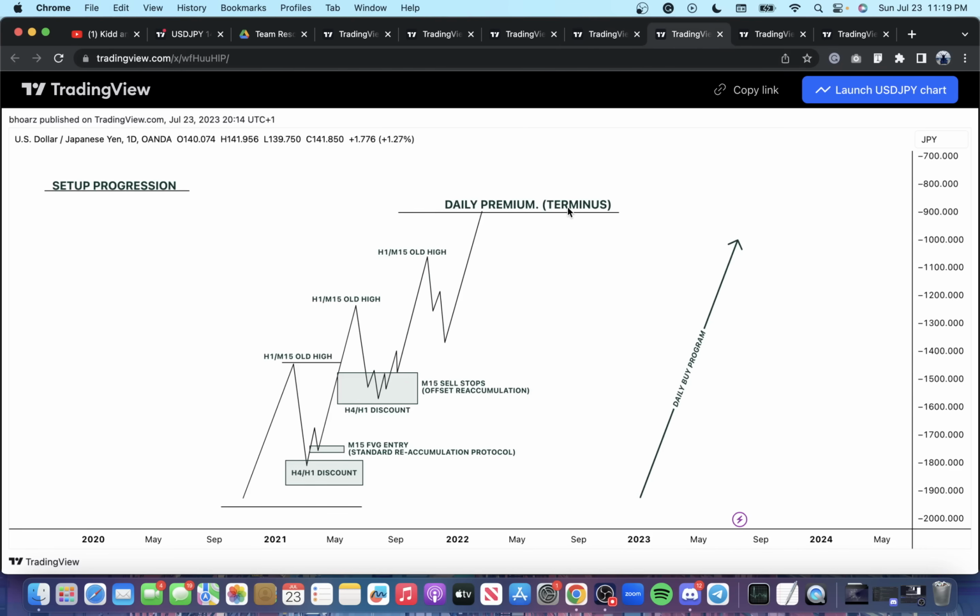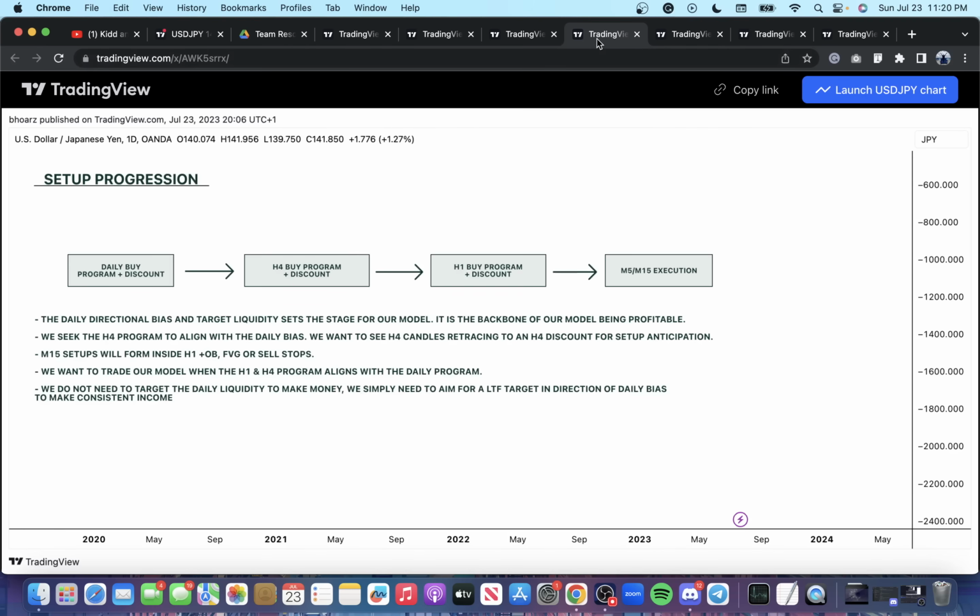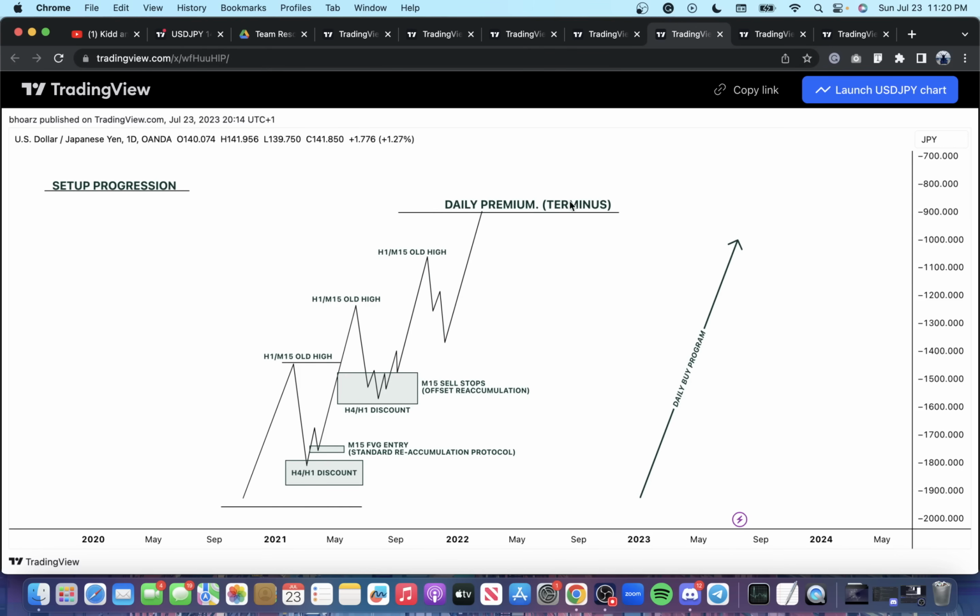Let's go into the setup progression. I believe we covered this on this slide, but we're going to flesh this out a little bit more. Let's talk about the setup progression, what it looks like conceptually. What you can see here is the market starts delivery from a daily discount, and that daily discount could also be a weekly discount. Sometimes, very rarely, it could be a monthly discount, but we are more focused on a daily discount because this is where the majority of the framework of your setup will form.